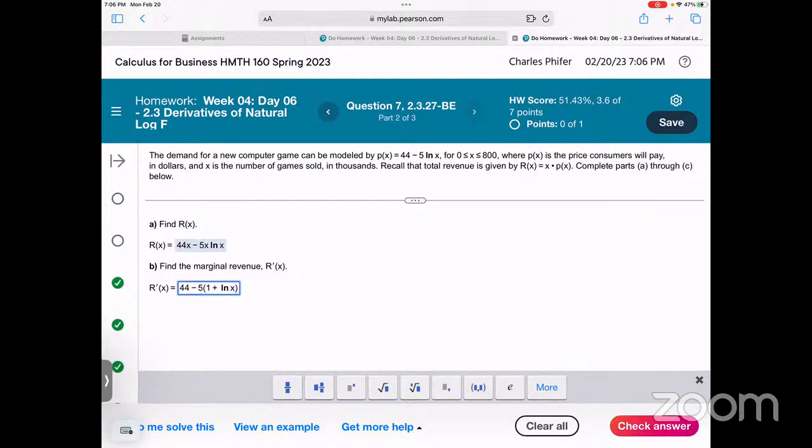Let's simplify and combine like terms, distribute all that jazz. So then we get 44 minus 5, minus 5 log X. So then 39 minus 5 log X. And we're going to go with that. Hopefully we were able to keep track of everything. Marginal revenue, R prime of X. We're going to go with this for now.